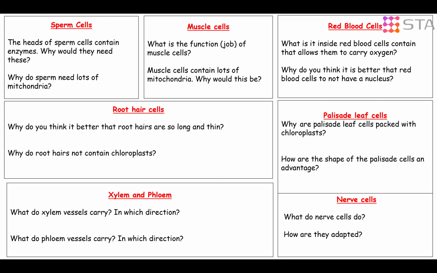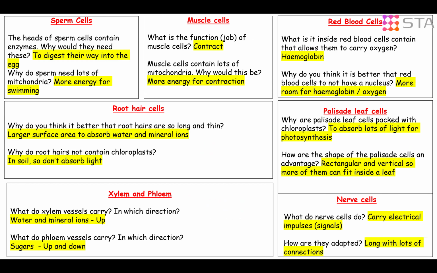Okay, so in order to go through the answers, you've unpaused, and here goes. The heads of sperm cells contain enzymes. Why would they need these? To digest their way into the egg. Why do sperm need lots of mitochondria? More energy for swimming. What is the function or job of muscle cells? Contract, or you could put contract and relax.